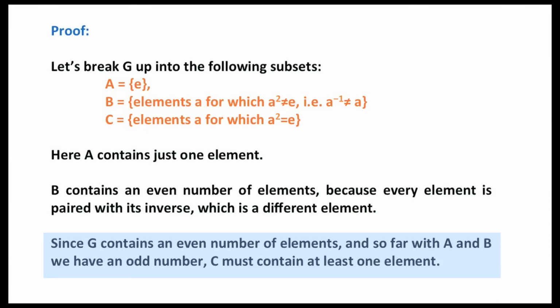Since G contains an even number of elements and so far with A and B we have an odd number, C must contain at least one element.